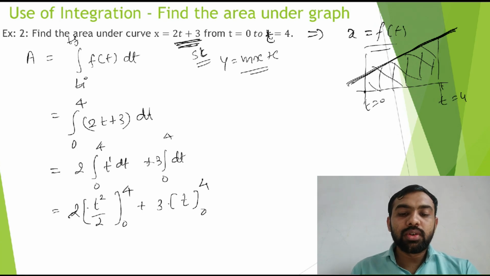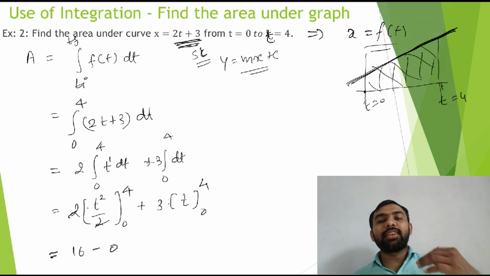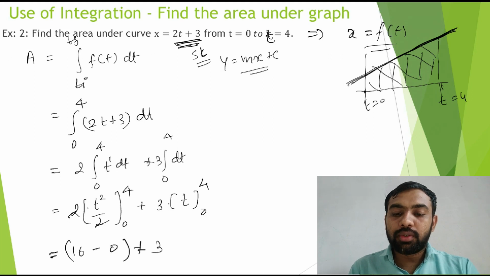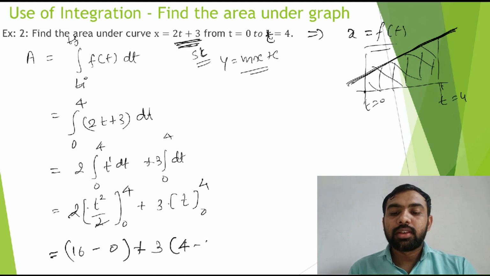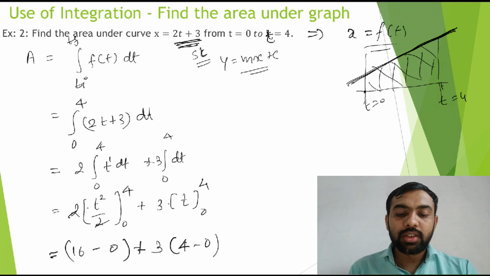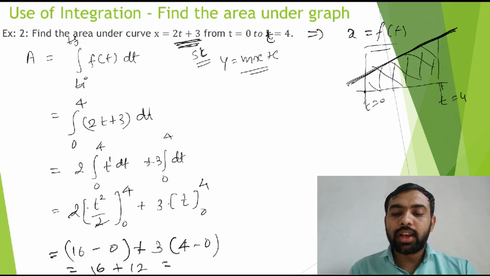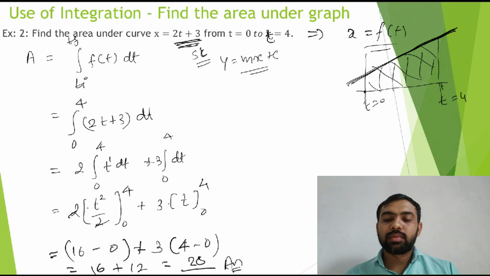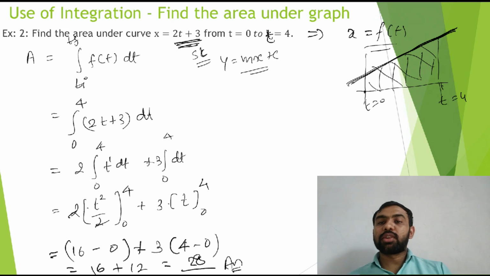Okay. So this 2 and 2 cancel out. What is 4 square? 16 minus, put the lower limit, anything 0 raised to anything, the answer is 0. Okay, plus 3, put the 4 minus lower limit 0. So this is our answer. What is the answer? 16 plus 4 into 3, 12. So finally you get this answer. Okay, 16 plus 12, 28. This is our final answer.